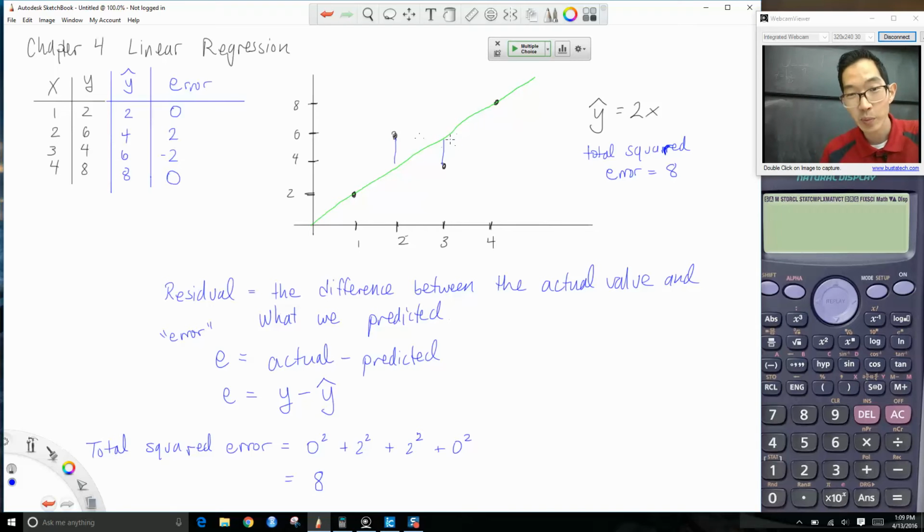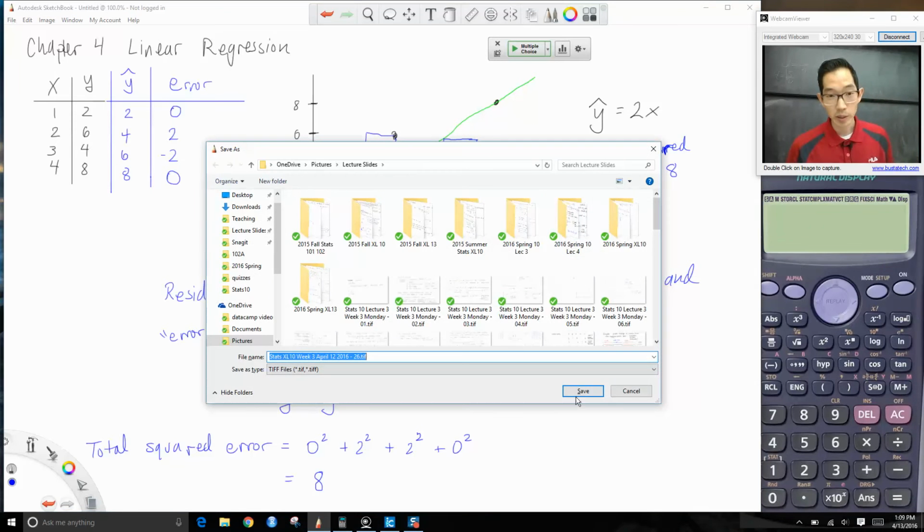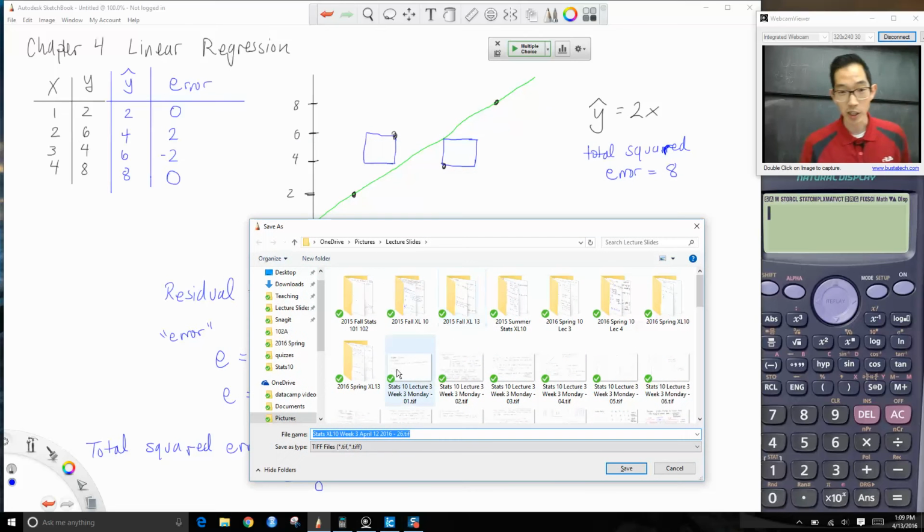And we might illustrate this graphically by turning these into squares and say, oh, look at this. You know, the total area of these squares would be 8, okay? Because this would be a 2 by 2 square and something like that, okay? So the total area of these squares is 8. Okay, so that's one possible line, okay?